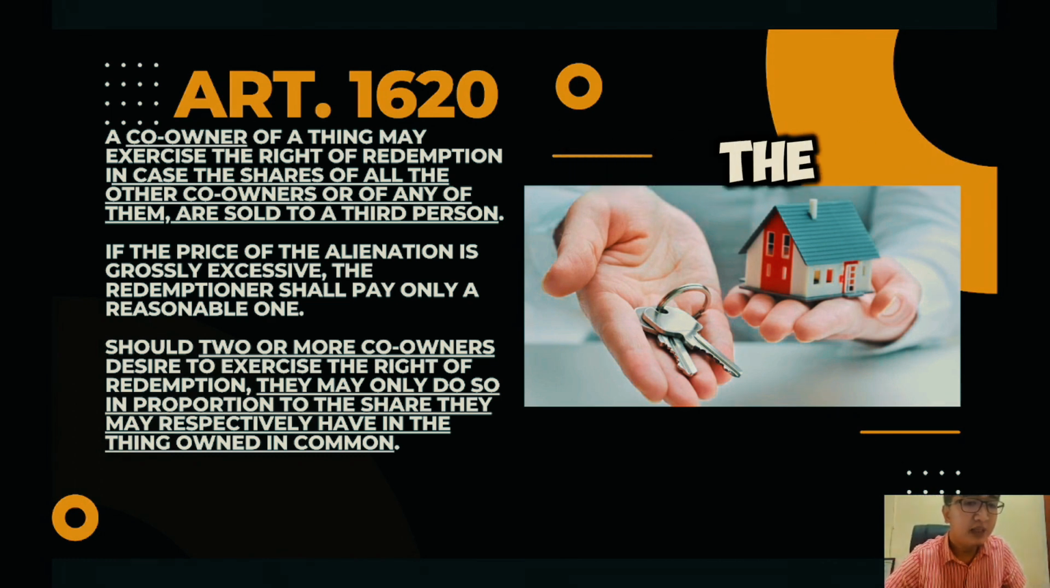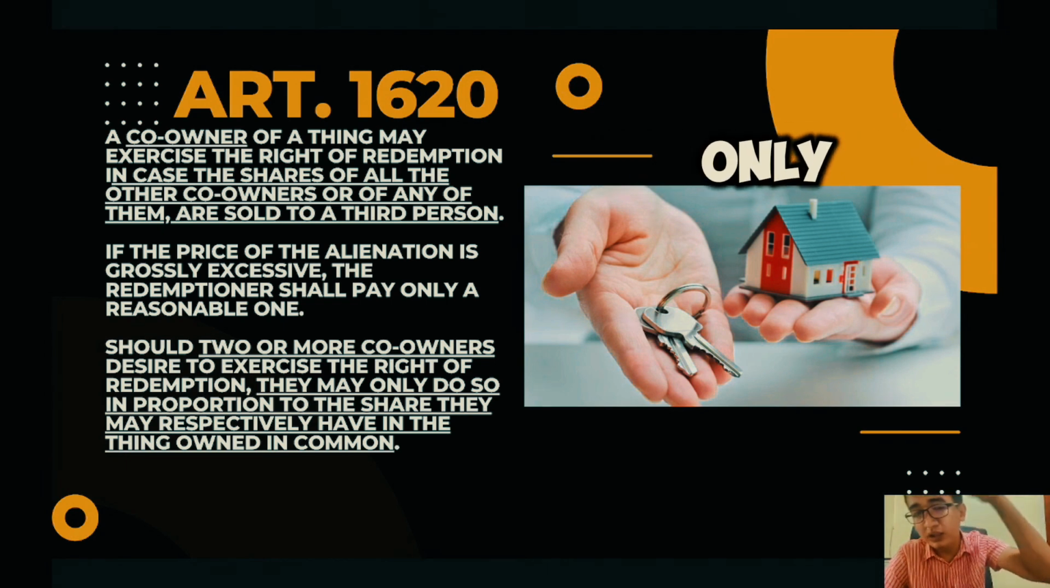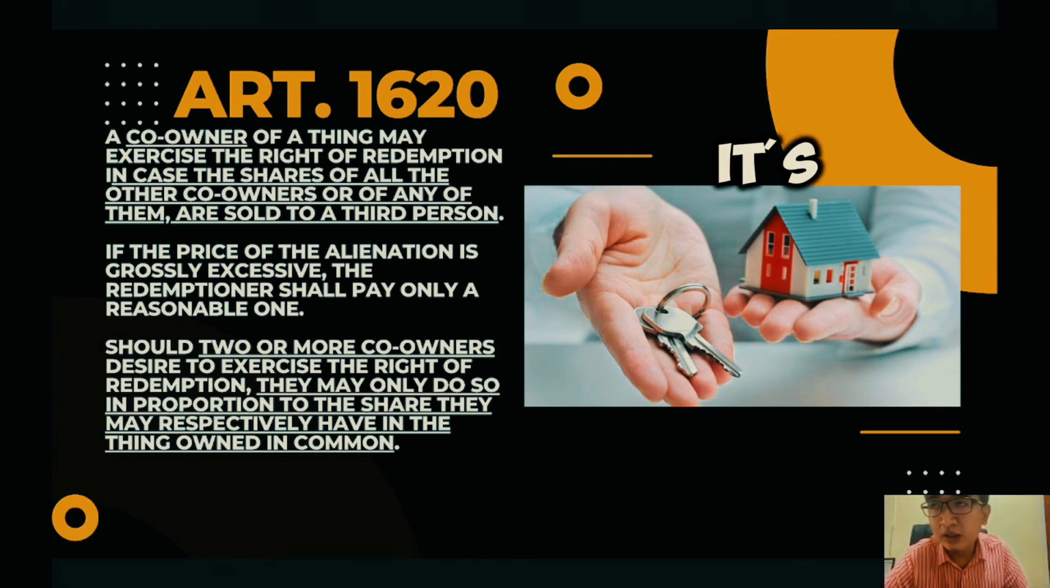Okay? If the price of the alienation is grossly excessive, kung mahal yung pinagbenta dun sa share, the redemptioner shall pay only a reasonable one, of course. Diba? Even if the price stated is in the contract and it's really excessive, okay, then the redemptioner shall only pay a reasonable one. Even the courts can adjust the price. Diba? Should two or more co-owners desire to exercise the right of redemption, they may only do so in proportion to the share they may respectively have in the thing owned in common. Meaning, let's say, for example, just like my example a while ago, X sold his share to A. Itong si Y and Z, they want to redeem that property, they can redeem it in proportion to their shares. Okay?